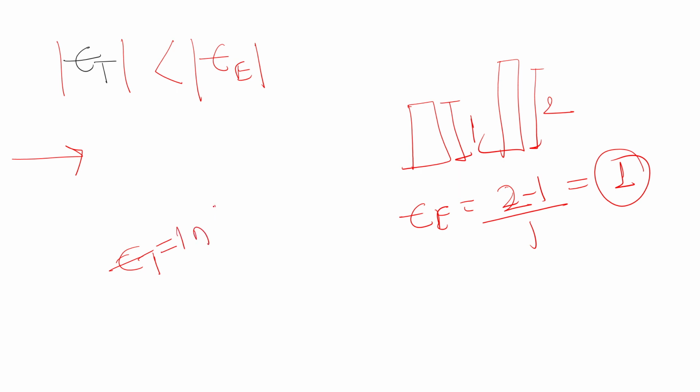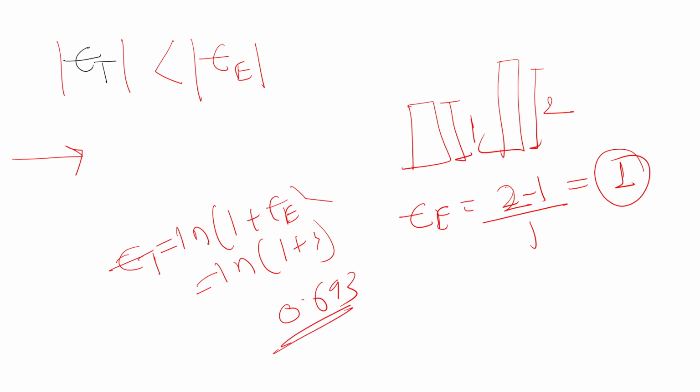Now finding the true strain. True strain is ln of 1 plus engineering strain. So ln of 1 plus 1, which is 0.693. This is less than the engineering strain, so in this case it is right.